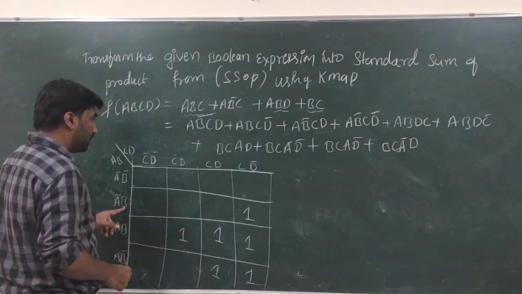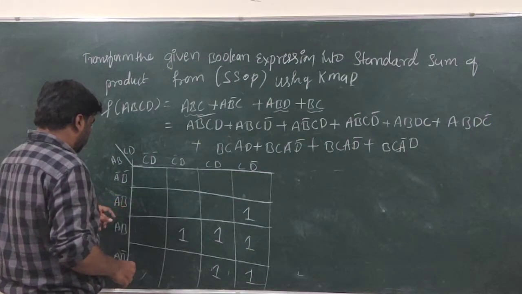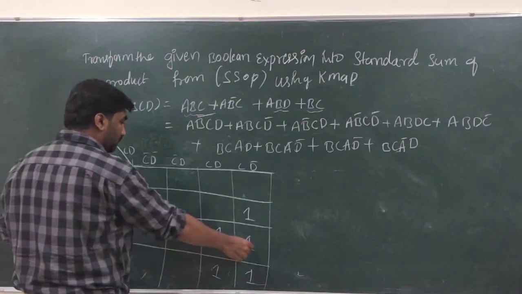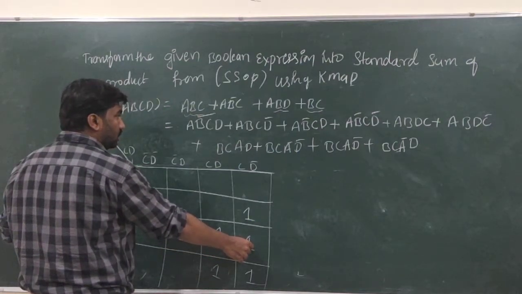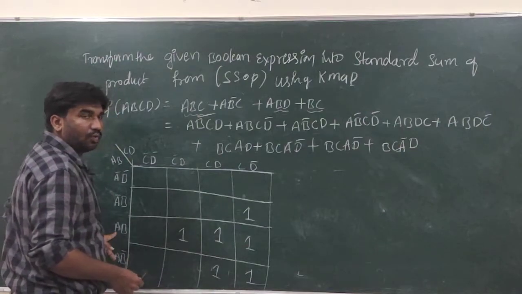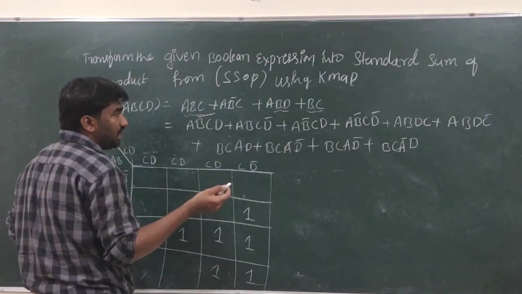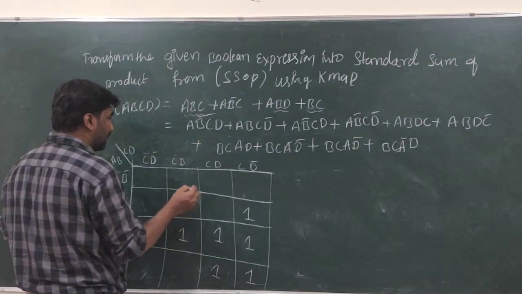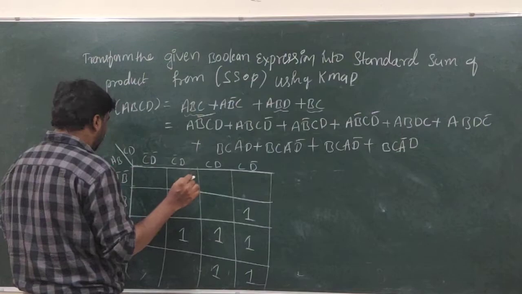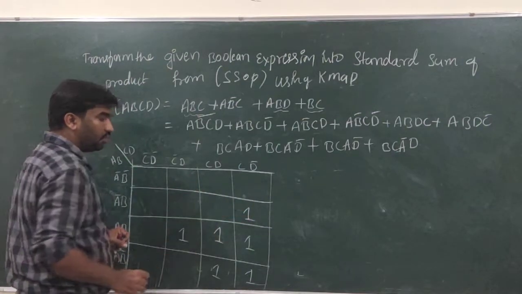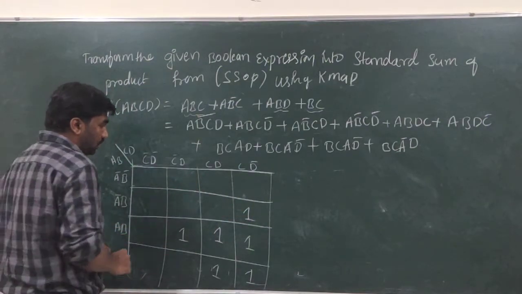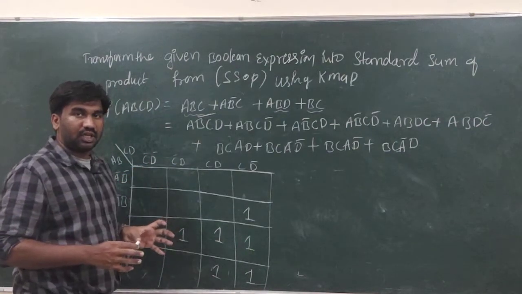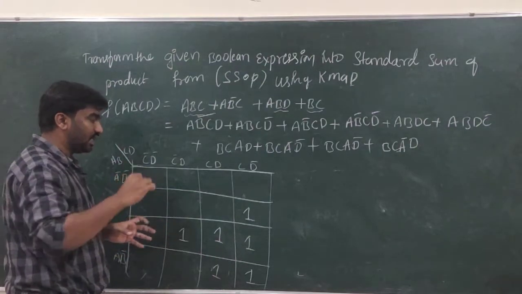Next BCAD bar, so this one, right? BCAD bar is already over. Next BCA bar D is already over. So the possible mapping for 4 variables is 8. We can map 8 cells here.